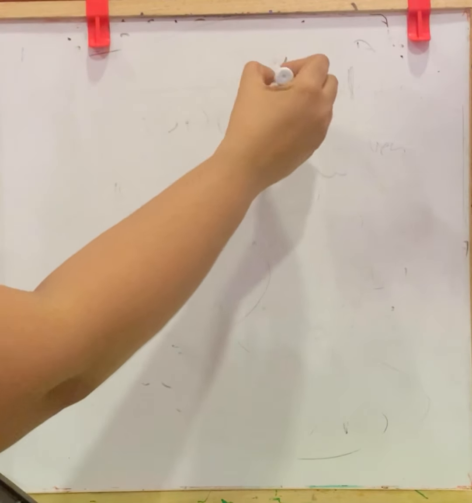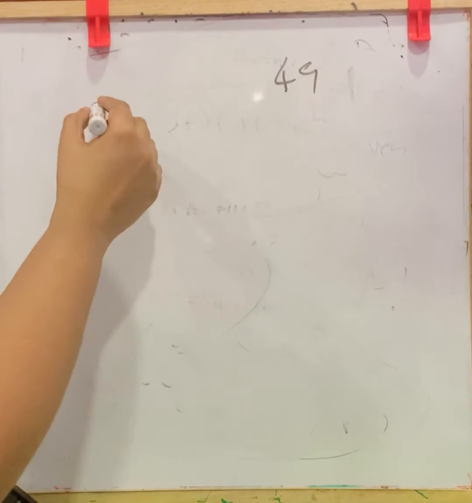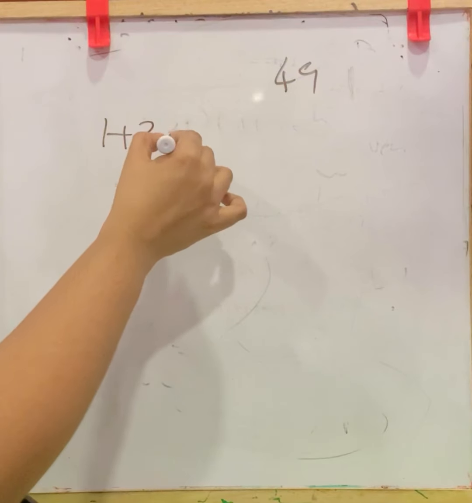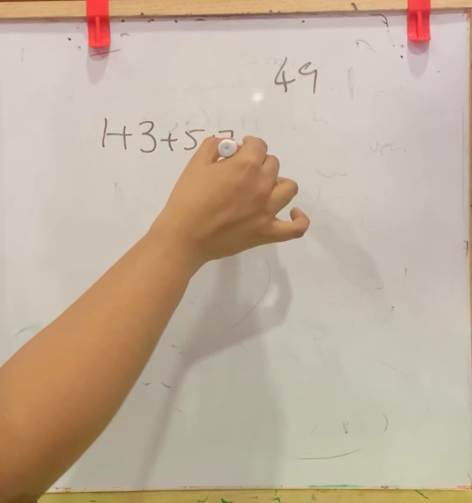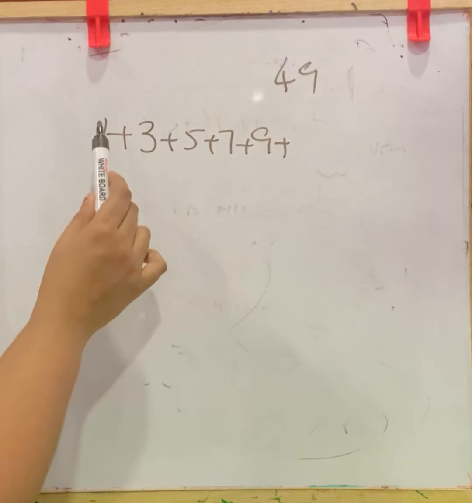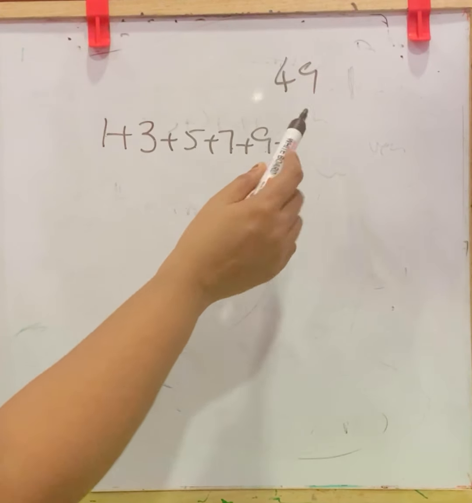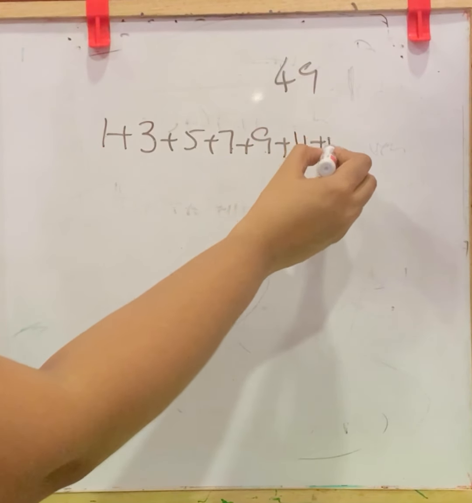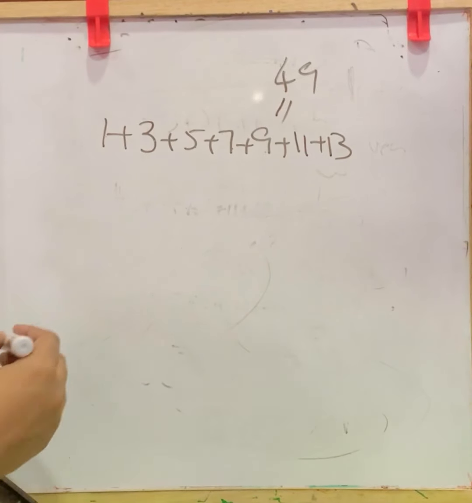Next question, express 49 as the sum of 7 odd numbers. 49 as the sum of 7 odd numbers means 1 plus 3 plus 5 plus 7 plus 9, and how many odd numbers are there? 1, 2, 3, 4, 5, 6. Next odd number is 13. This is expressed as the sum of 7 odd numbers.